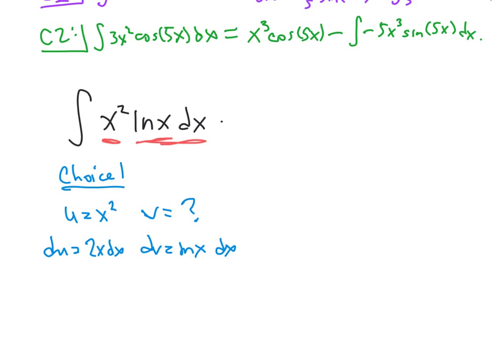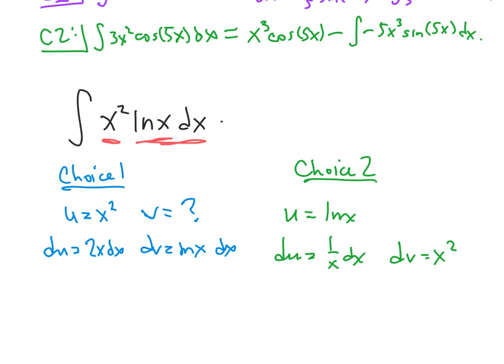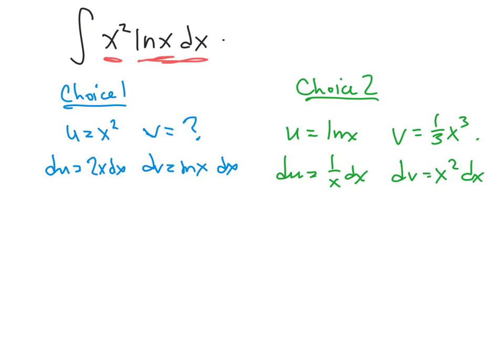Well, choice 2 would be, let's pick u to be natural log of x, which makes du equal to 1 over x dx. And then let's pick dv to be the rest of that. That's x squared dx, which would then make v equal to 1/3 x cubed. All right. Now this I like a little bit better just because I can figure out what du and v are. It doesn't take an encyclopedia to figure that out. So let's see if we can work choice 2 into a solution of this problem.